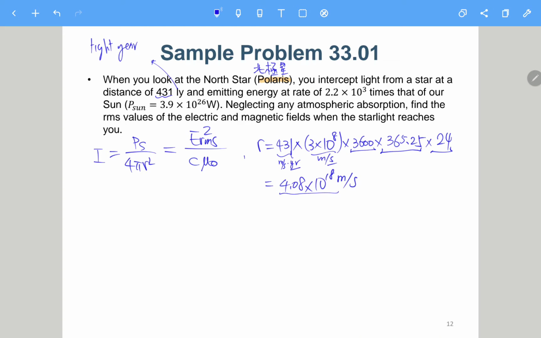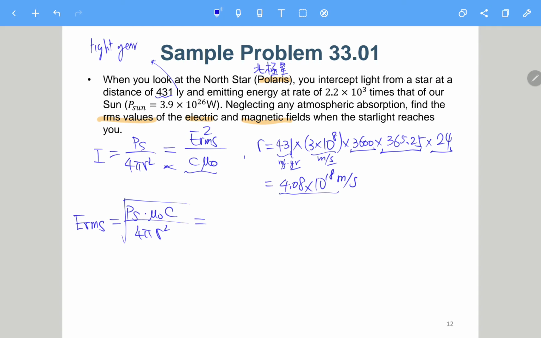Okay, so actually we can calculate the ERMS. Find the RMS value of the electric and magnetic field. So that's what we need to find: ERMS. You can just move this term over and then take the square root. So we have PS times mu naught C over 4 pi r squared, and then take the square root.